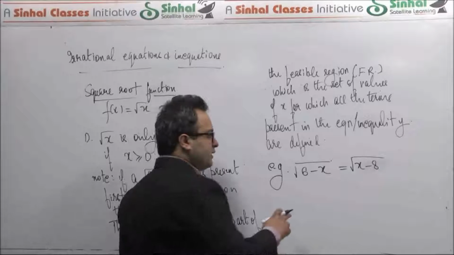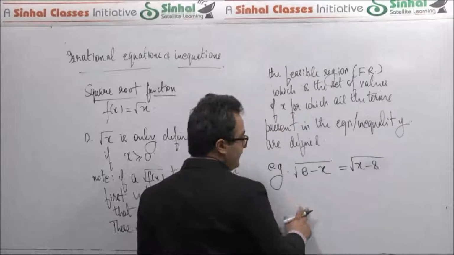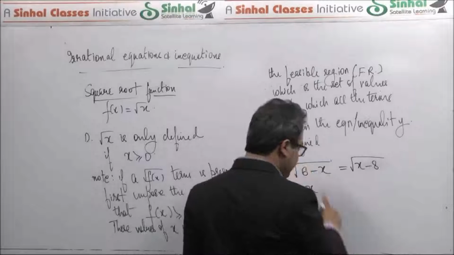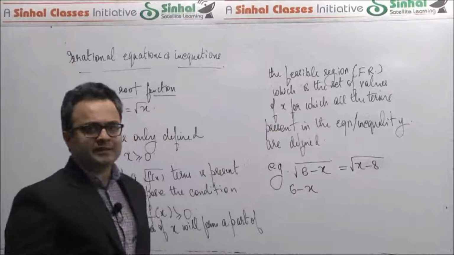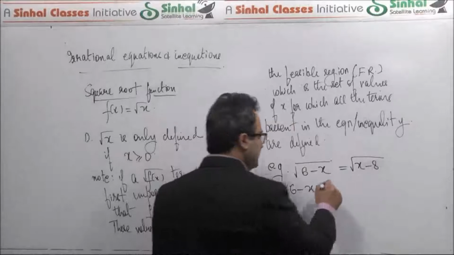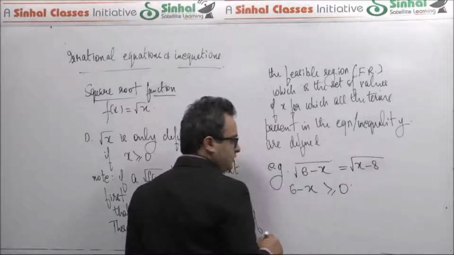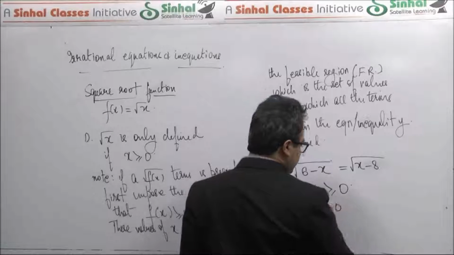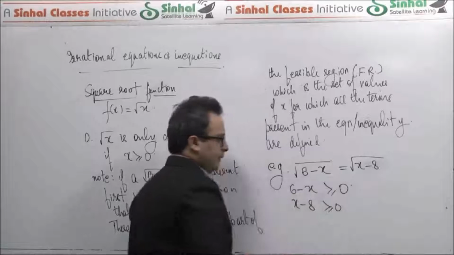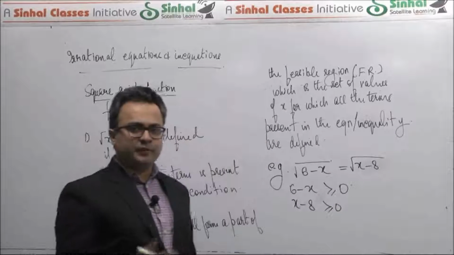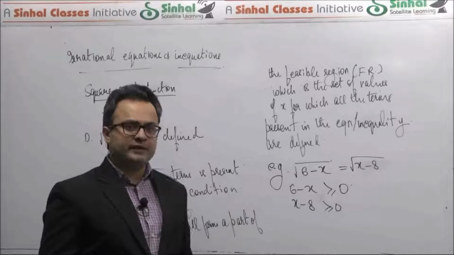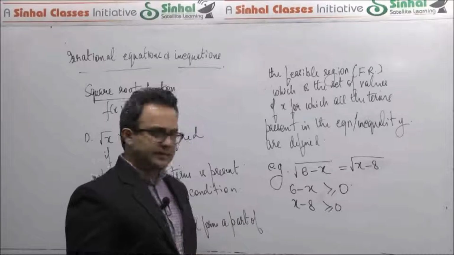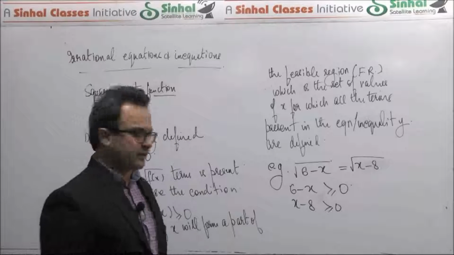So the first thing that we'll do is we'll first have to find the feasible region. So the first thing that we'll do is ensure that each of the quantities is defined. So 6 minus x must be greater than or equal to 0, and simultaneously x minus 8 should also be greater than or equal to 0. Again, these are the two conditions that are being imposed just to ensure that the terms involved in the equation happen to be defined.